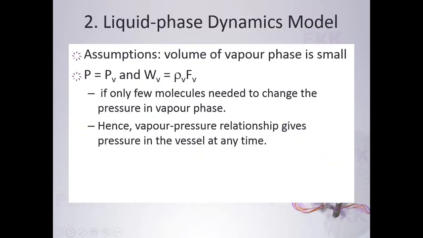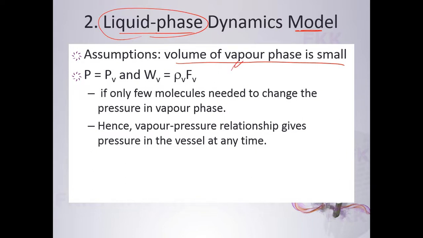Okay, the next one is the liquid phase dynamic model. This is valid if we assume that the volume of the vapor phase is small, or if we assume that the dynamic of the vapor going out from the system is very fast. It means that you cannot capture the change of volume of the vapor phase with time, because it happens very fast. So under this assumption, you only need to develop the model for the liquid phase.